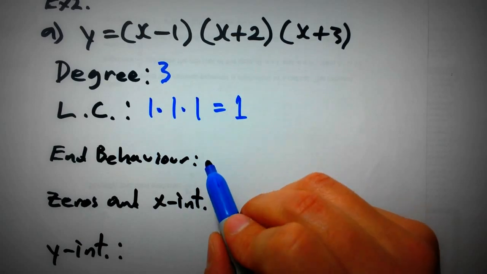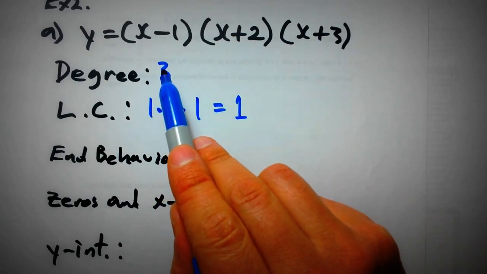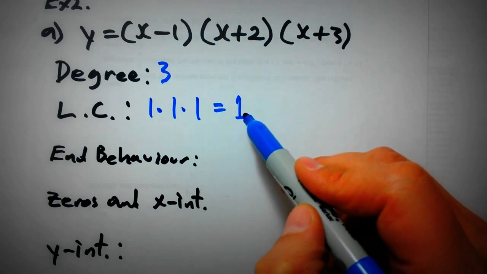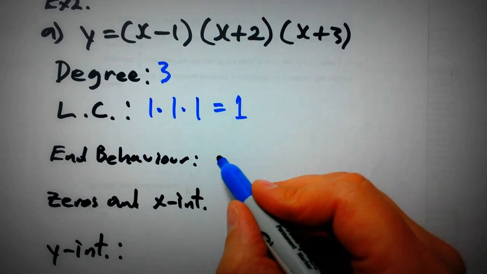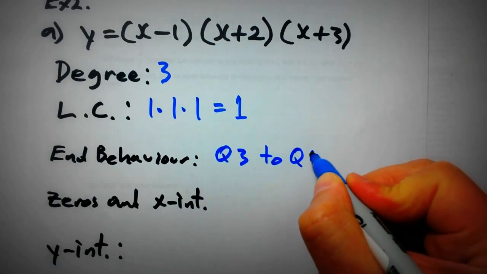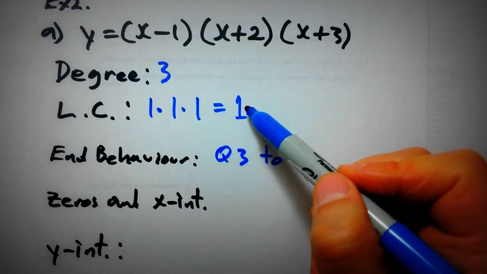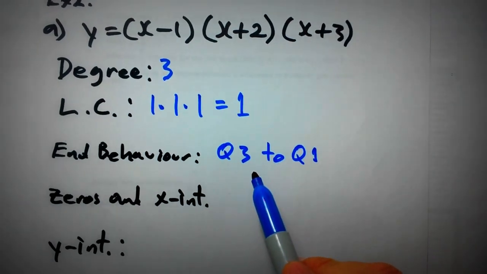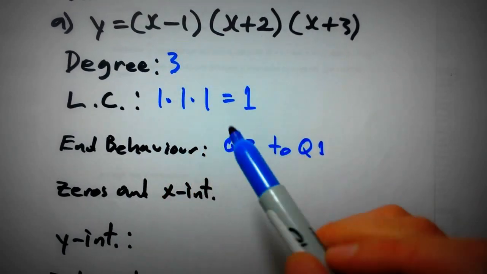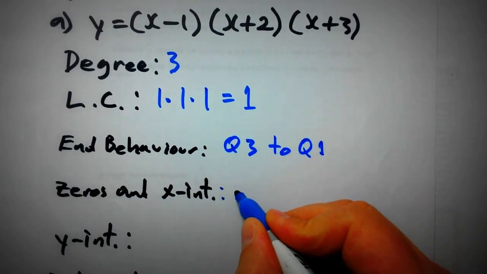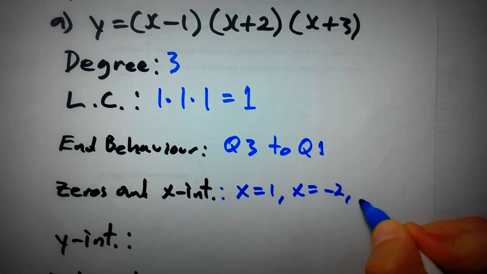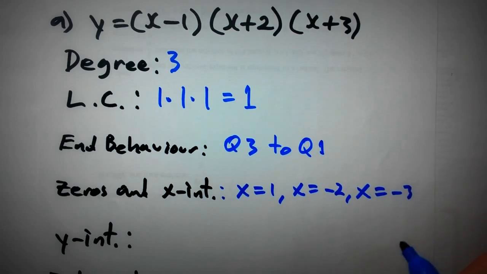The end behavior. First we know that it's an odd degree function, and it has a positive coefficient, so it moves from quadrant 3 to quadrant 1. What are the zeros of this? Well, these are the factors, so it's a big clue there. The x-intercepts are basically x equals 1, x equals -2, and x equals -3.